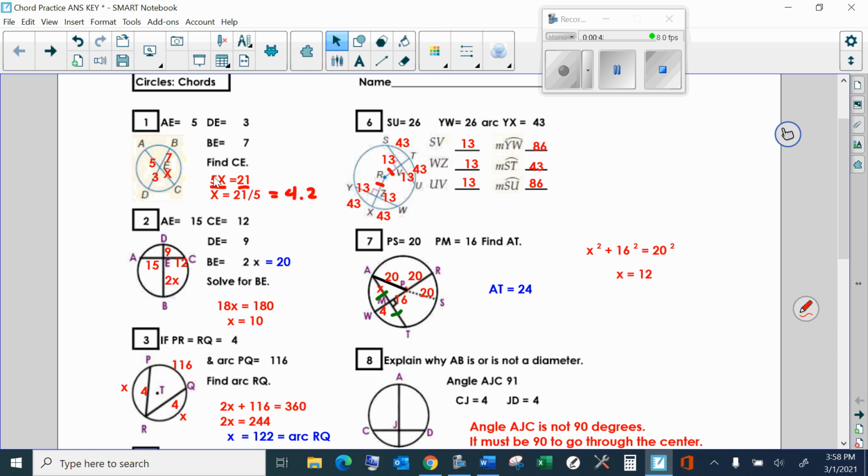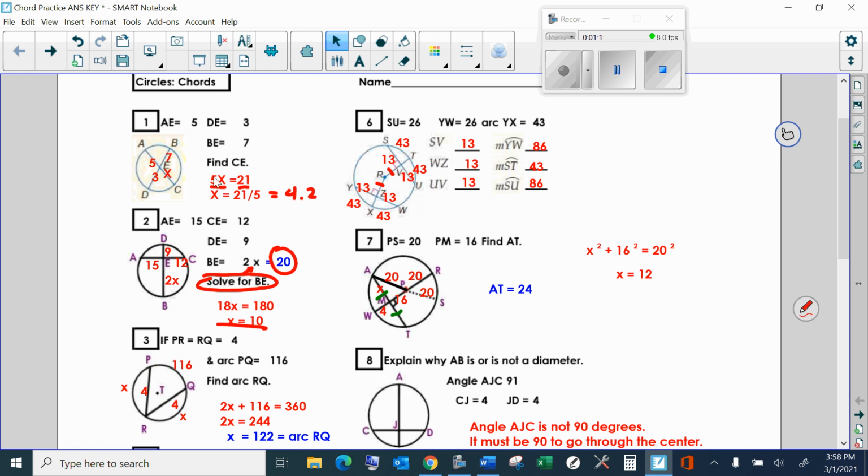All right, number 2, AE is 15, CE is 12, DE is 9, and BE is 2x. So again, I multiplied 9 times 2x is 18x, 15 times 12 is 180, divided by 18 on both sides, and you get x equals 10. Now notice it didn't say solve for x, it says solve for the length of BE. BE is 2x, so I have to go 2 times 10, and I get 20 for my final answer.